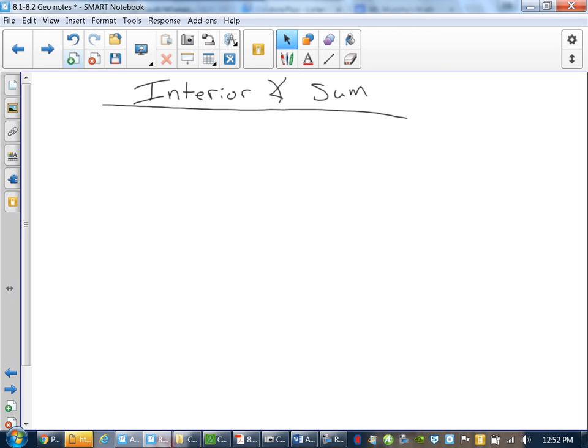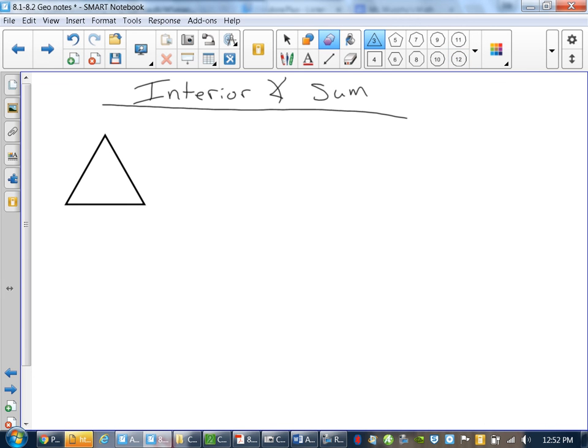Interior angle sum. We don't deal a lot with side lengths quite yet. We'll worry more about side lengths later on in the chapter. But for now, what we do is we worry more and more about the angles. So what I want to do is put a couple of these together real quick, just to show you guys what's going on.